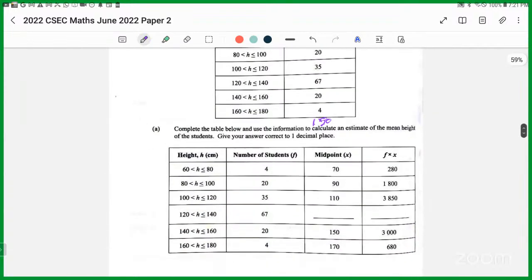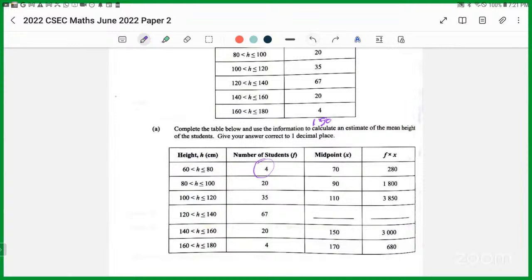So I've started it for us. To calculate the mean from grouped data, remember, what you have to do is use the midpoint to represent the group. Why? Because of the 4 students in this group, for example, we don't know the actual height of the 4 students. They don't know.